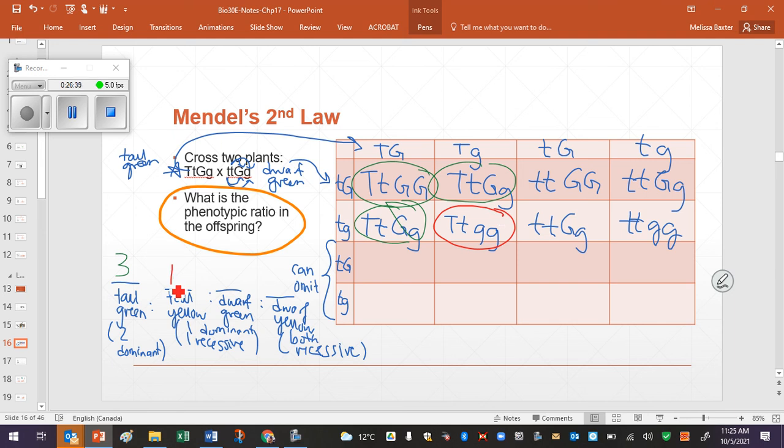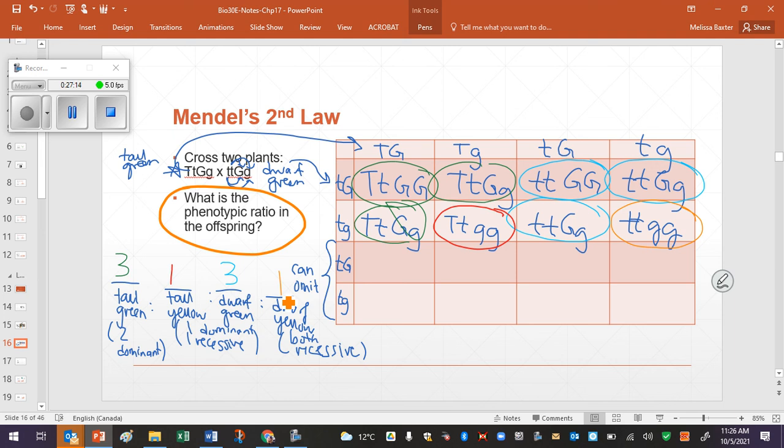Then my next one is looking at dwarf and green. So I'll pick this kind of turquoise color. This one will give me dwarf and green. So will this one. So will this one. They all have 2 copies of the recessive allele for height, but at least 1 copy of the dominant allele for color. And then my last box will be the one that has both recessive traits. So the dwarf yellow.